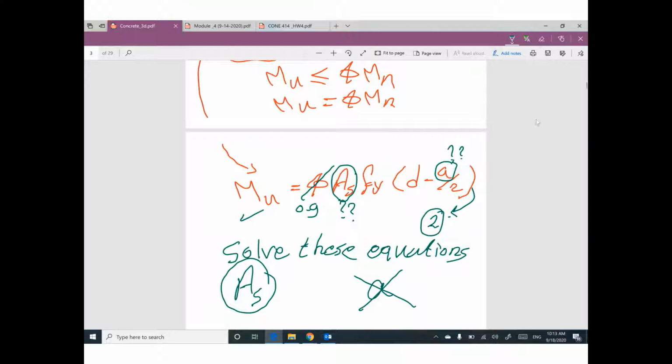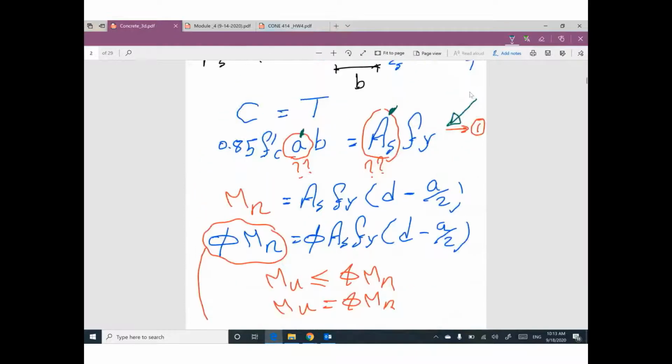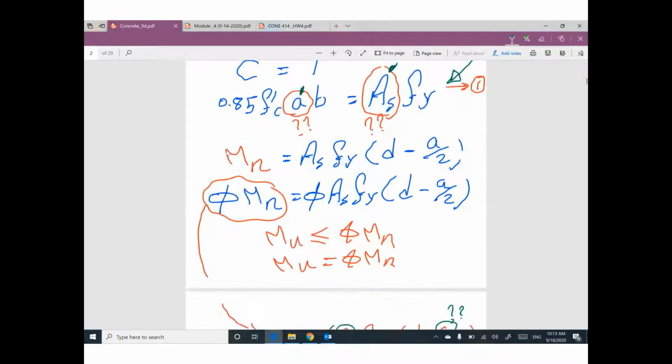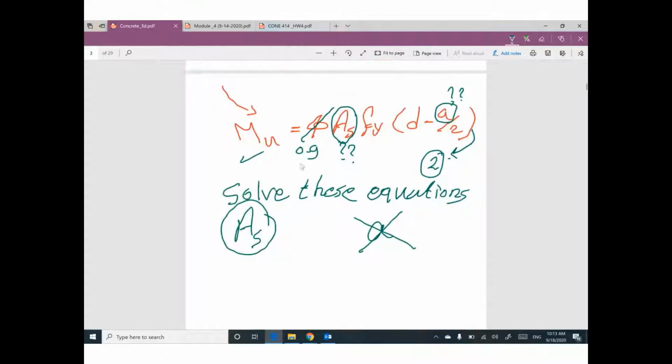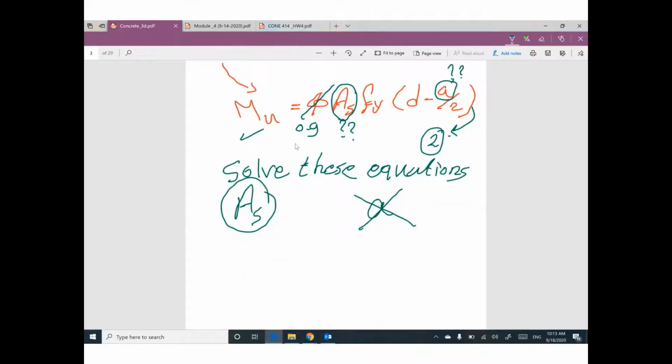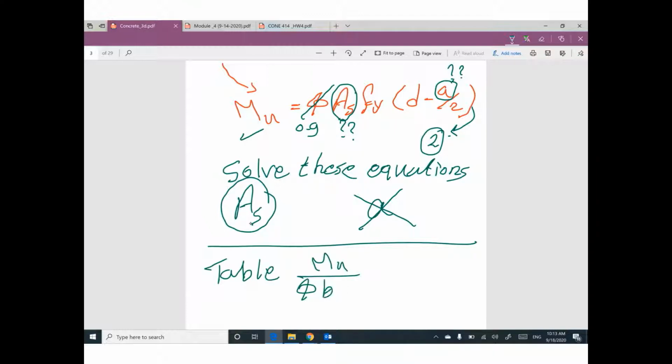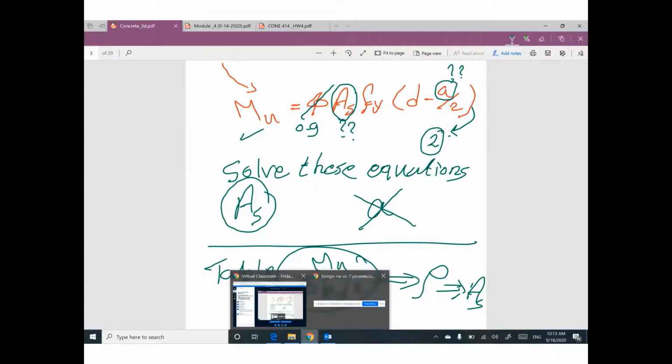But we did more calculations. We set up two equations, equation number 1 and equation number 2, and solved them together to figure out the required area steel. Instead of that, we use the table by a value M ultimate divided by phi B D squared. This value gives the value of rho and directly the value of area steel without any more calculations. Did you get it?